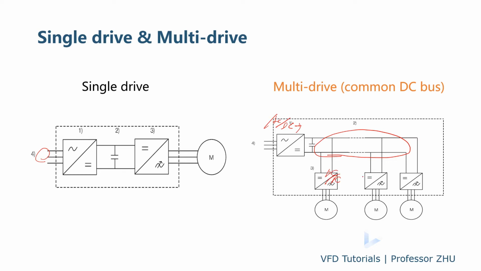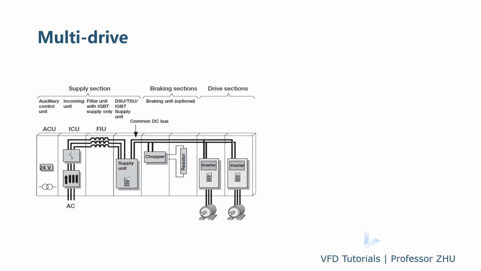The advantage of this kind of topology is, for example, if this motor regenerates power, converting mechanical power to electrical and back to the DC bus, most of the energy can be absorbed by the other drives if they are running in motor condition. So you don't need to backfeed to the grid. That means the size of the rectifier can be minimized. Because a lot of the braking energy goes to the other drives and not to the grid, the efficiency is maximized and the power loss is minimized. So this is a typical multi-drive.